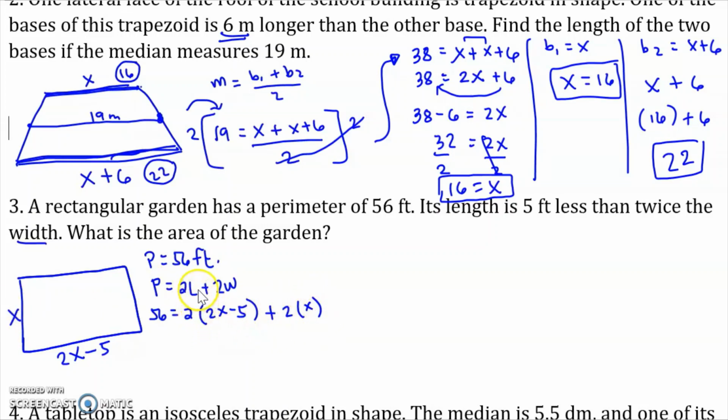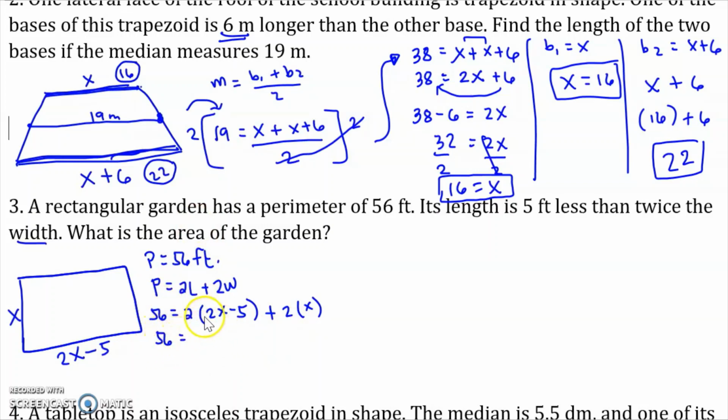Again, where did I get this? Just substitute. 2 times the length, our length is 2x minus 5, plus 2 times the width. Our width in the given is x. So there it is. Now that we have an equation, we can easily solve for x. We just copy 56.